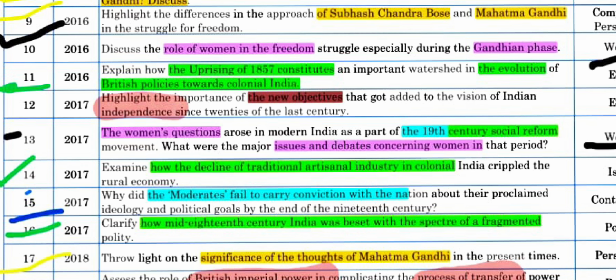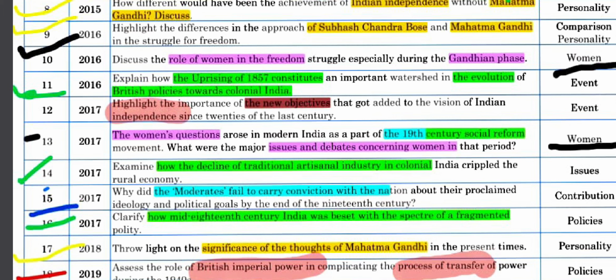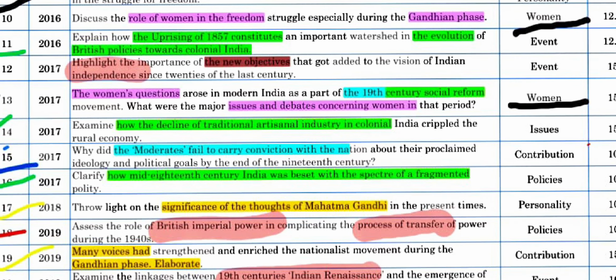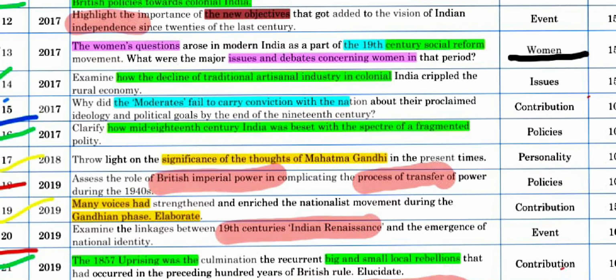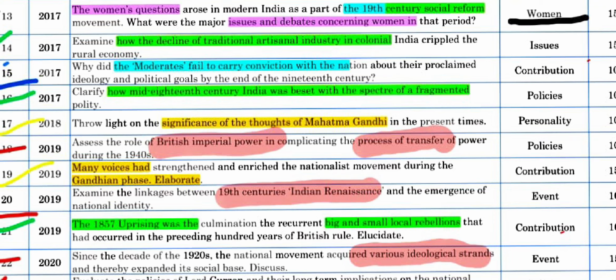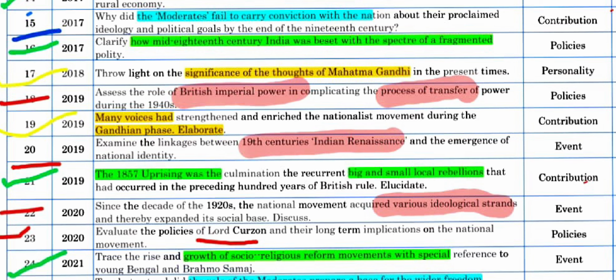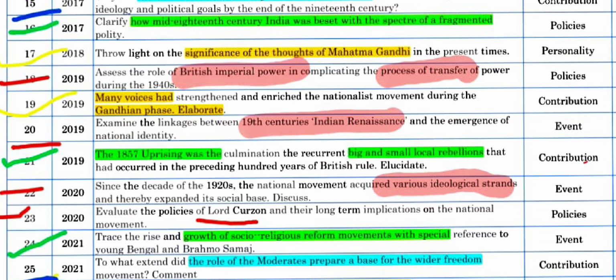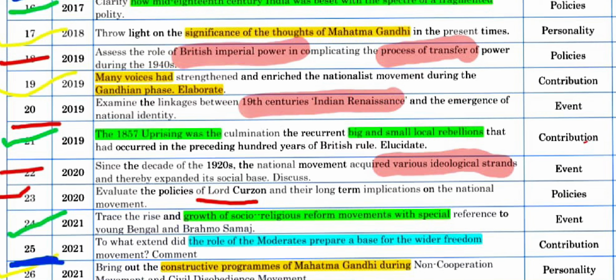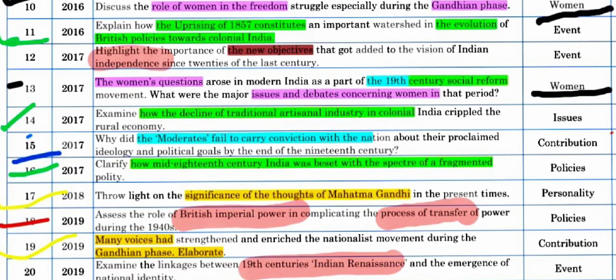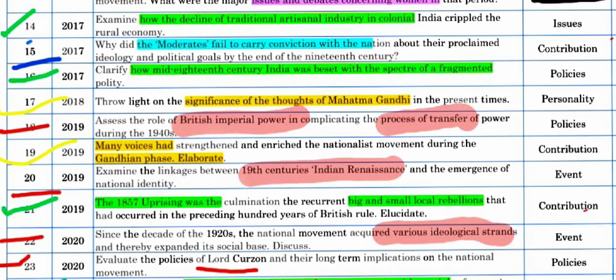Now the 20s of the last century is another significant period that they are willing to ask questions on. And what is the theme? The objectives that got added to the vision of Indian independence. Okay, so that's question 12. Very much linked to question 12 is question number 20, which says, examine the linkages of 19th century Indian Renaissance and the emergence of national identity. Again, a little bit interlinked, but the theme is the same: how are the Renaissance and national identity linked, and how are the new objectives of Indian independence linked.